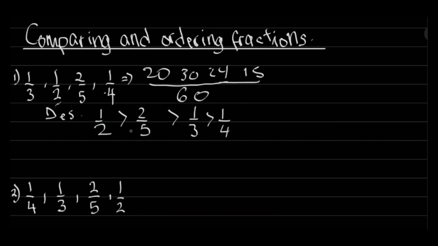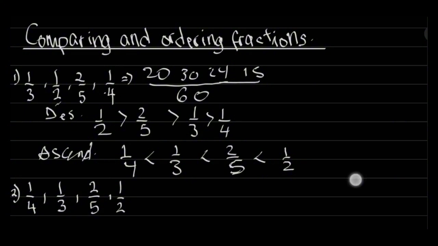So half is greater than 2 over 5, which is also greater than 1 over 3, which is also greater than 1 over 4. So this is one way of arranging it. If we are supposed to arrange it in ascending order, then we'll go the other way around. This is the least: 1 over 4 is less than 1 over 3 is less than 2 over 5, which is also less than 1 over 2.